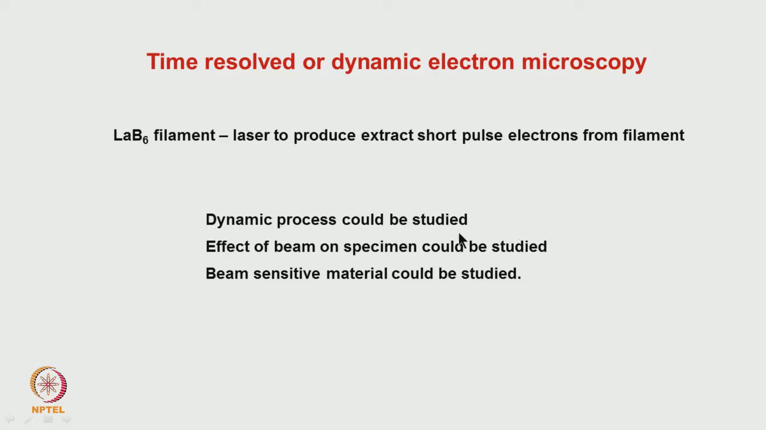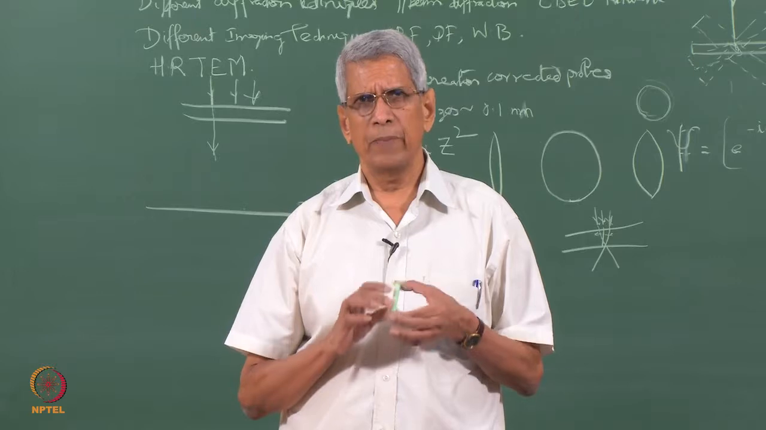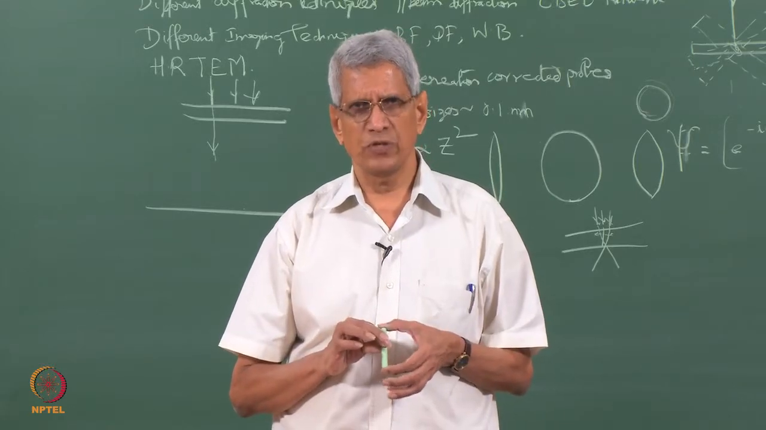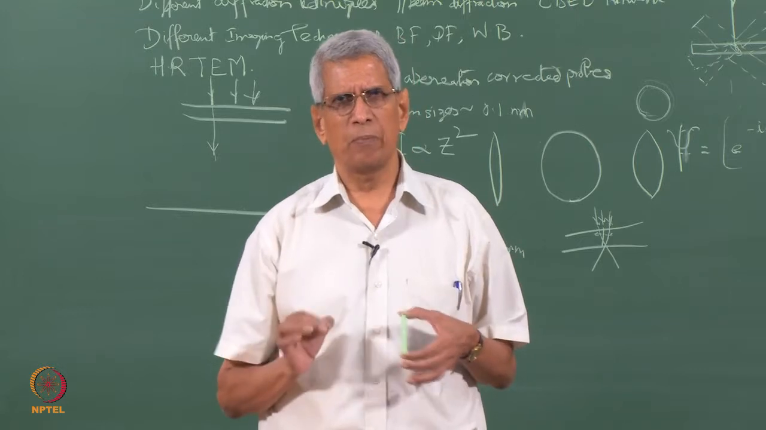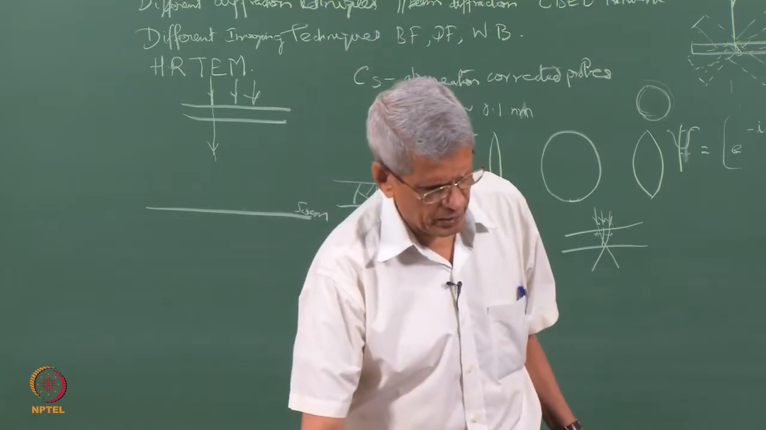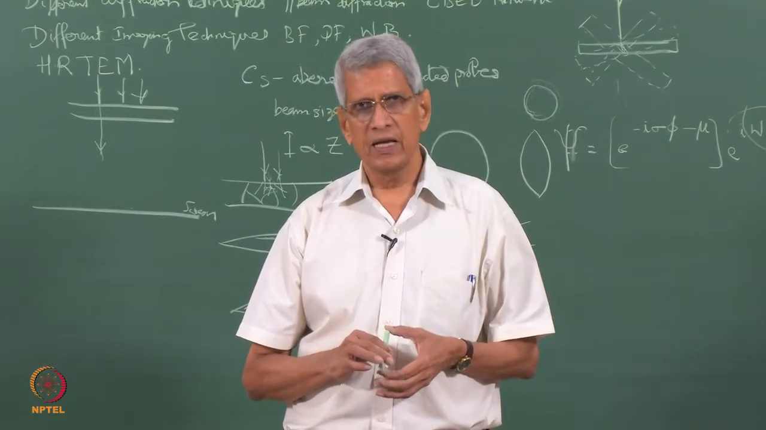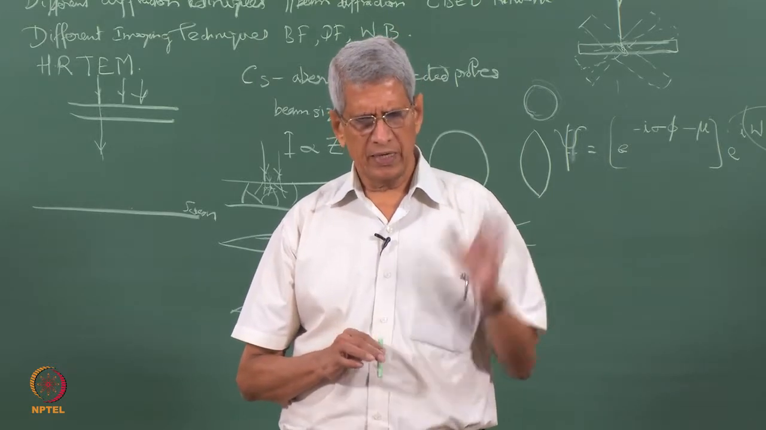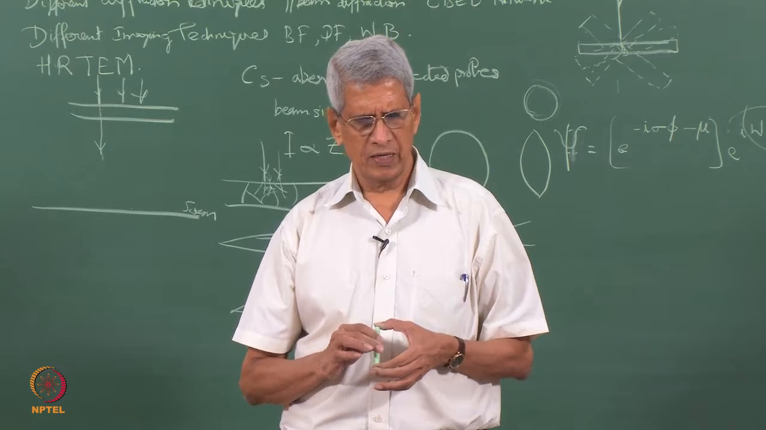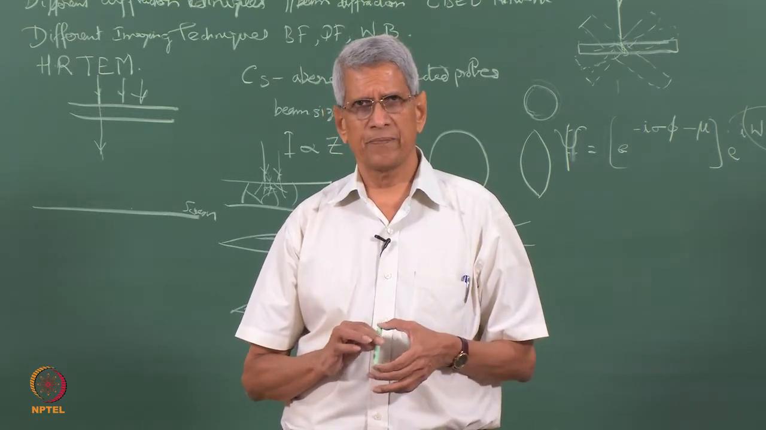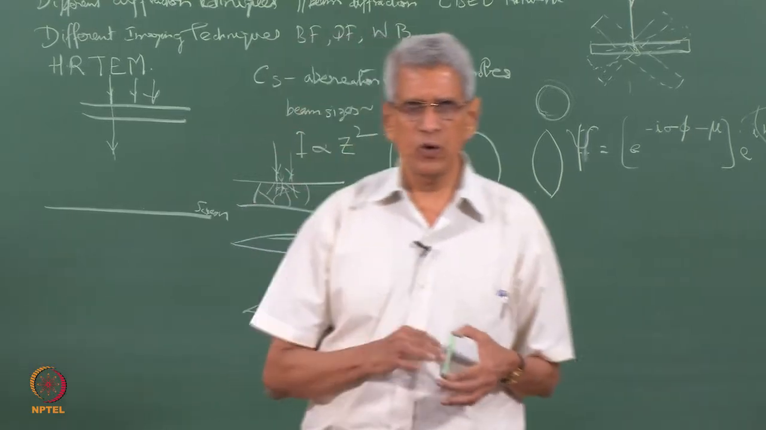What was thought is that if we pulse the electron beam, very small pulses are made. These pulses have a few nanoseconds of separation between them and femtosecond duration. These pulses are generated using a LaB6 filament, but in a normal microscope LaB6 is heated and electrons are generated. Instead, in this one, a laser pulse is allowed to fall on the LaB6, some ultraviolet laser radiation, and that generates photoelectrons.